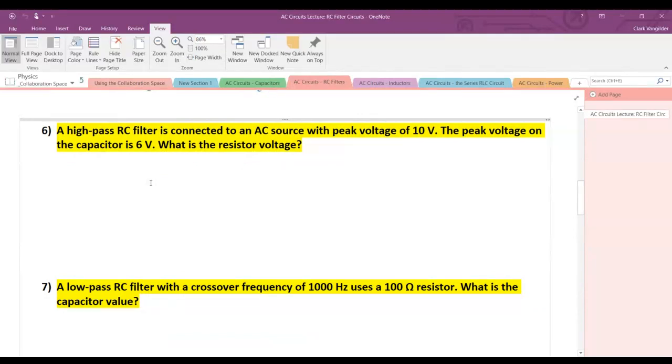All right. So a high pass RC filter is connected to an AC source with peak voltage of 10 volts. Capacitor voltage is 6 volts. What's the resistor voltage? And so, filter meaning we want to filter these things out and these things in. So what are they for? They're for that. I don't think that's complicated at all.